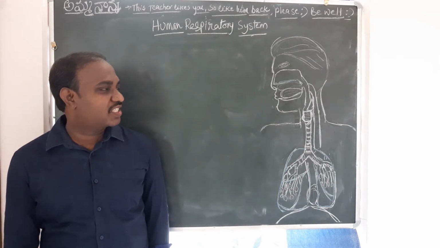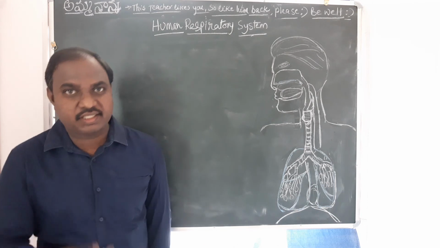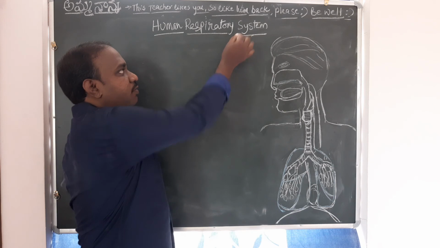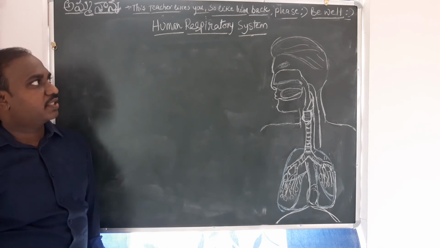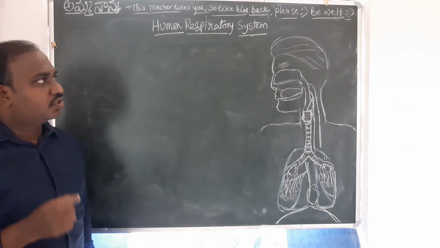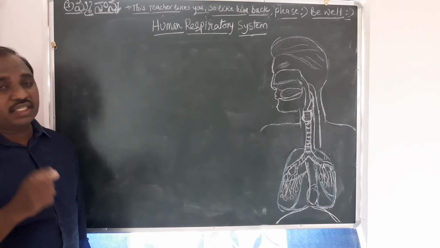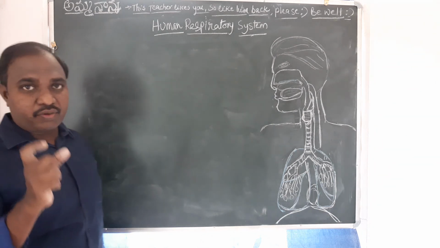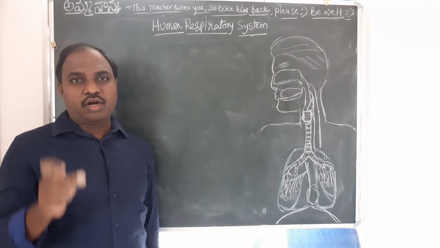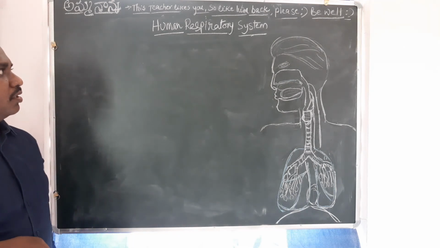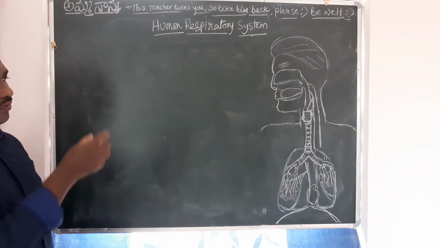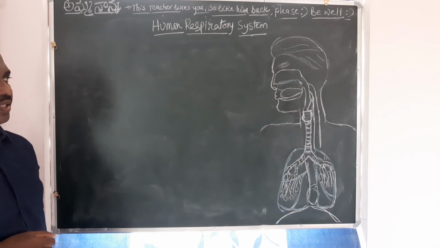We shall start the lesson again, one more lesson: the human respiratory system. We have already completed two lessons, right? We have seen the introductory aspects of breathing and exchange of gases and various respiratory organs. Now we're going to be discussing the human respiratory system and the various parts associated with it.